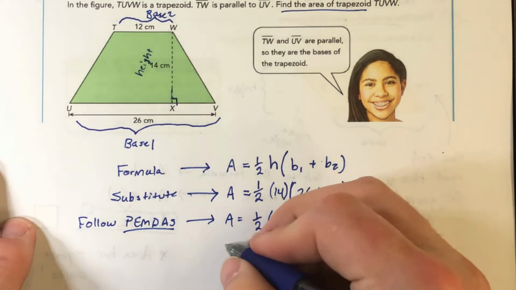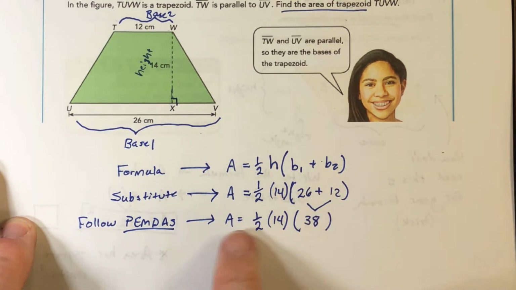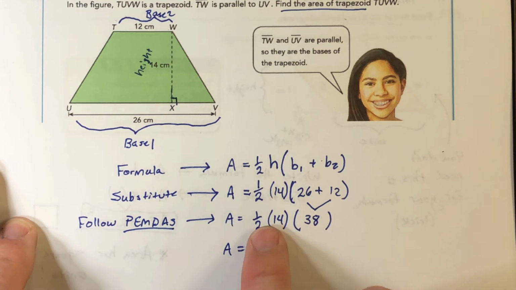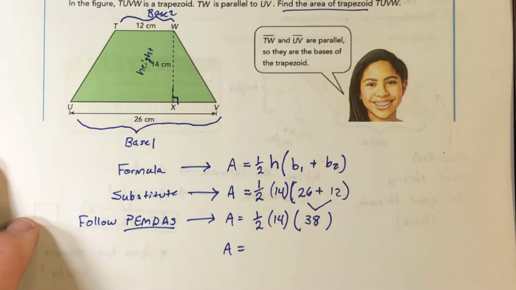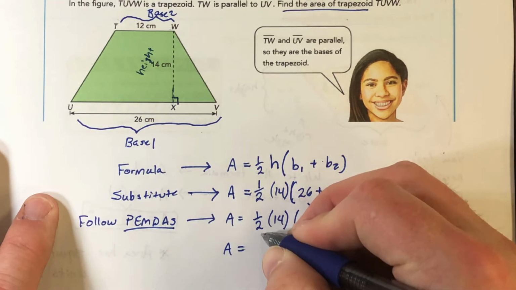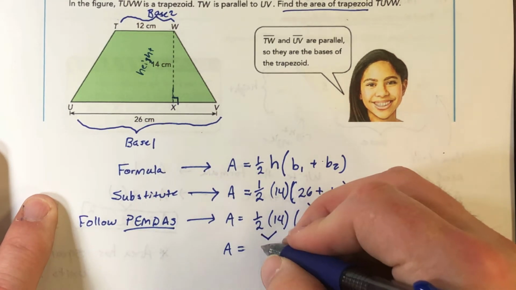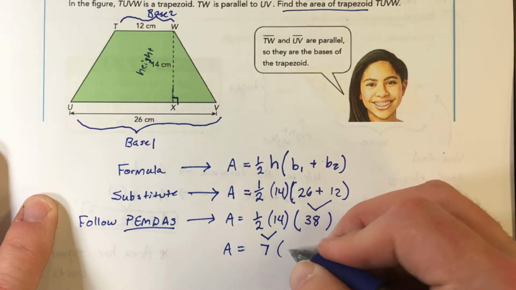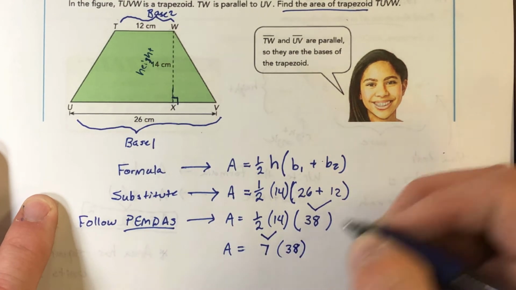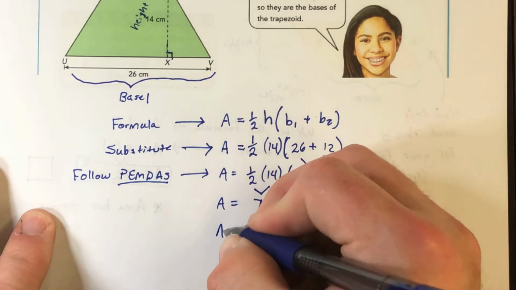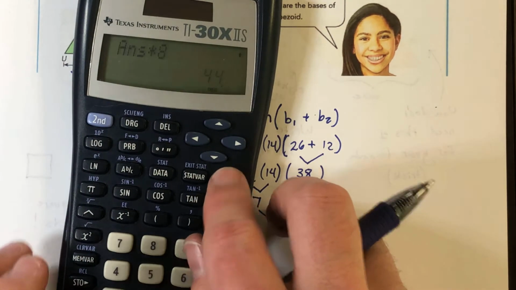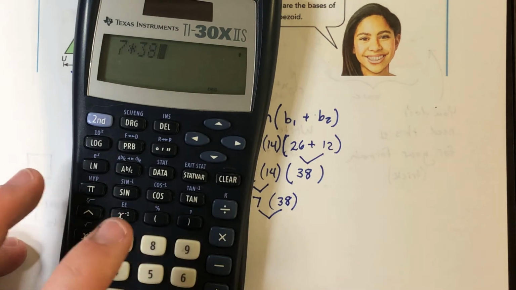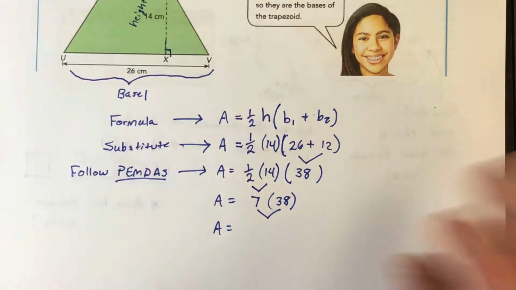Next step. There are no more parentheses and stuff to do inside. These parentheses simply mean multiply. There are no exponents. Oh, there is multiplication or division. There's multiplication. So I'm just going to simply work it left to right. So 1/2 times 14 is 7. Bring down my times 38. One more step. Area equals, what is 7 times 38? 266.